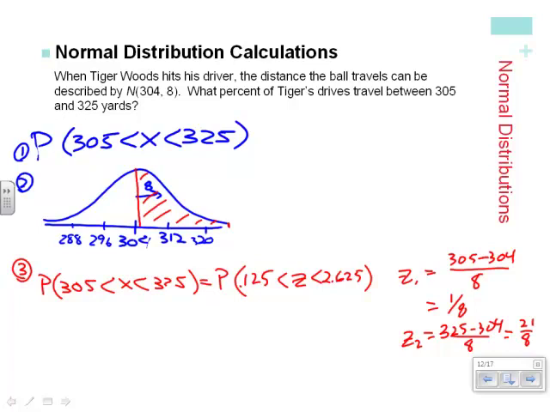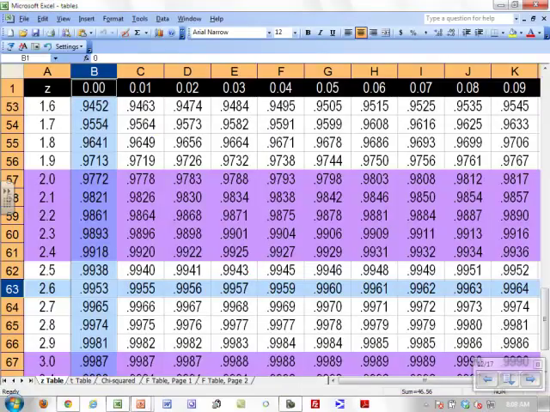All right. So we're now going to calculate the probability of being between these two z values. We're going to look up those probabilities individually and subtract the smaller probability from the larger probability. Now, Abby is looking it up on the probability table. I'm going to bring it up as well.